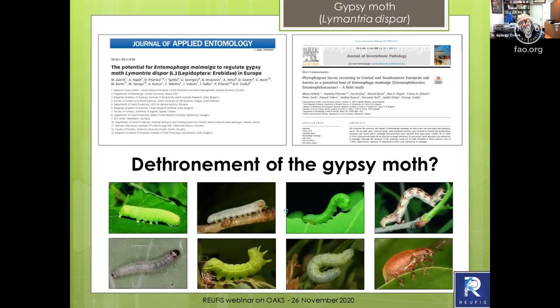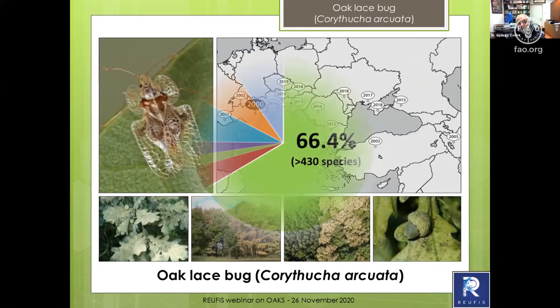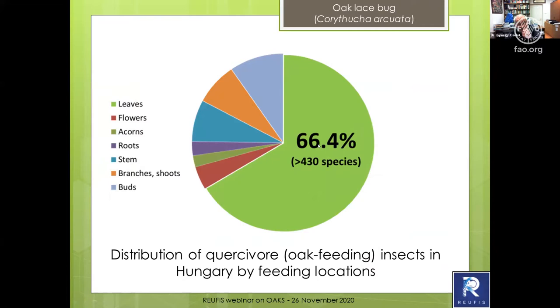The third species is an invasive North American species. You can see the stepping stones of its spread in Europe, and the symptoms: very large-scale discoloration and leaf desiccation in the middle of the vegetation season. And it's very important because more than 400 species feed on oak leaves.